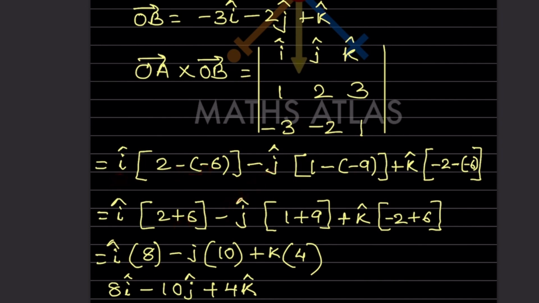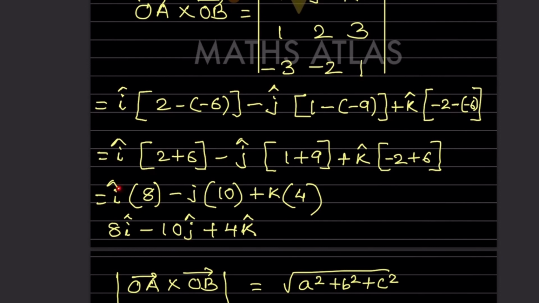Rest all the same here. Minus minus becomes plus, so plus 9. This is going to be the same. Minus minus becomes plus. So now what will you write? i, and this will be 8 minus j. This is going to be 10 plus k, and this is going to be minus 2 plus that is going to be 4. So now what will you do? You will multiply 8i minus 10j and this will be plus 4k.